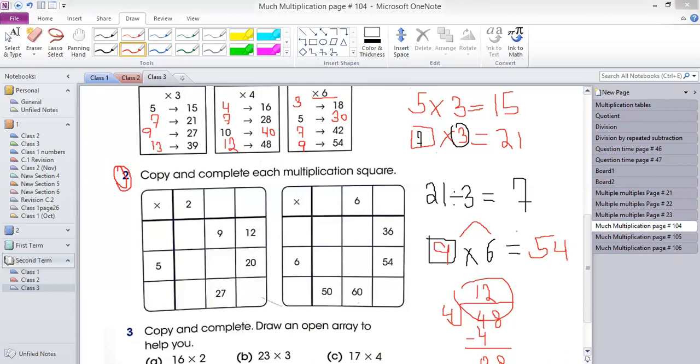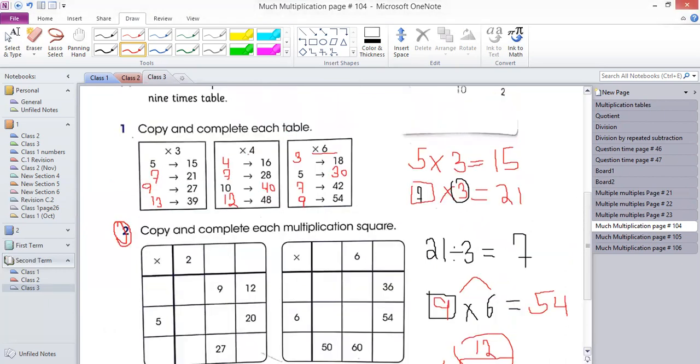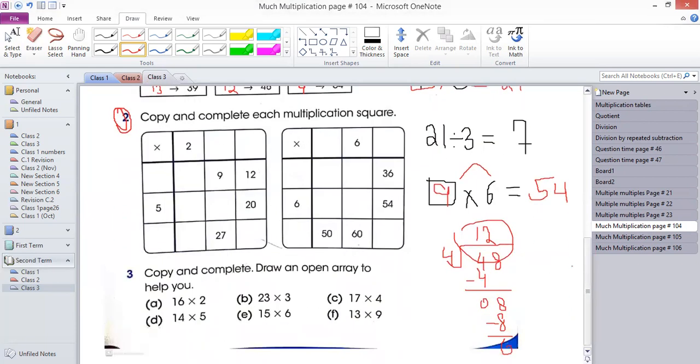All right, guys. So question number 1 we finished, and that was very easy. Question number 1: 5 by 3 is 15, and so on. Now copy and complete each multiplication square. You have to understand how this multiplication square works. These are the numbers from which you are going to multiply, and these are the numbers which you multiply. Any number you write here will be multiplied with this, and the answer you will write here.